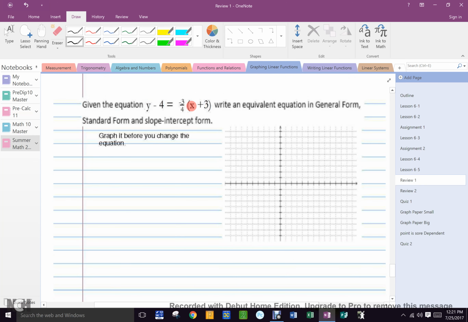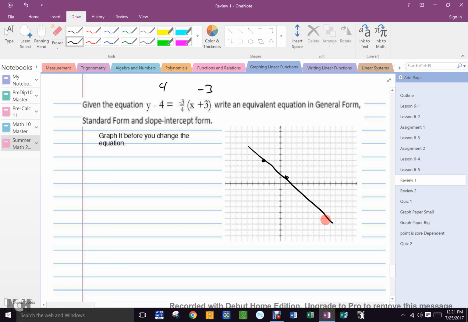I said graph it. How do you graph that? You go to the first point, which is negative 3, positive 4. And then the slope, negative 3/4: down 1, 2, 3, over 1, 2, 3, 4. There's your graph. Then I want you to do it in general, standard, and slope-intercept form.